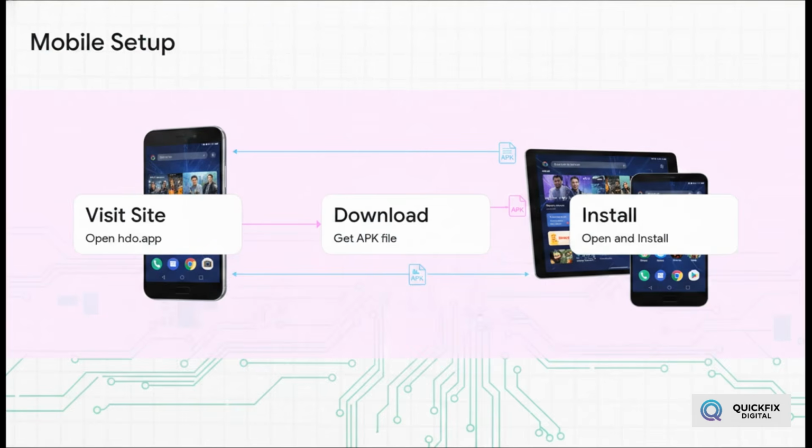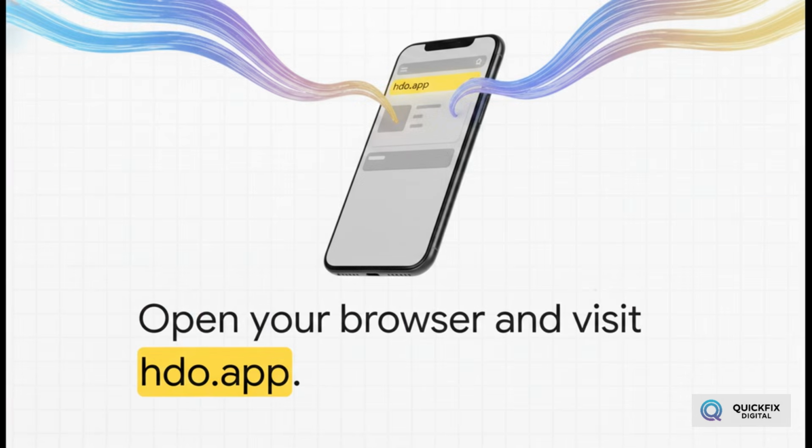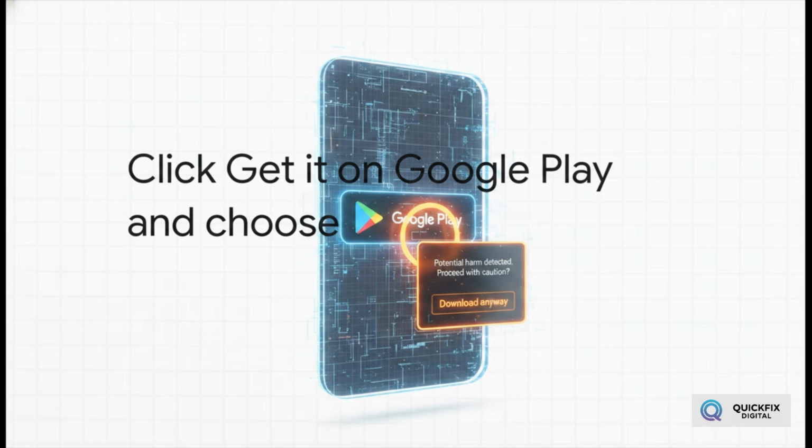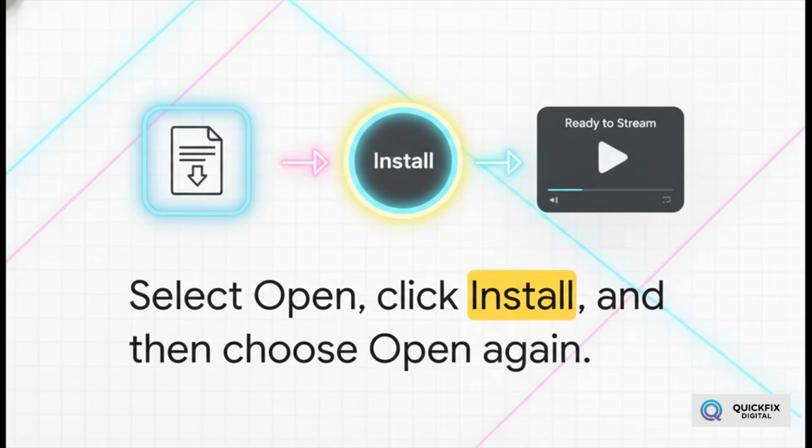All right, let's pivot and see how this works on an Android phone or tablet. Simply open your mobile browser and go straight to their official site, hdo.app. Tap the Google Play button and then confirm that Download Anyway prompt. Open the downloaded file, install it, and you're completely good to go on mobile.